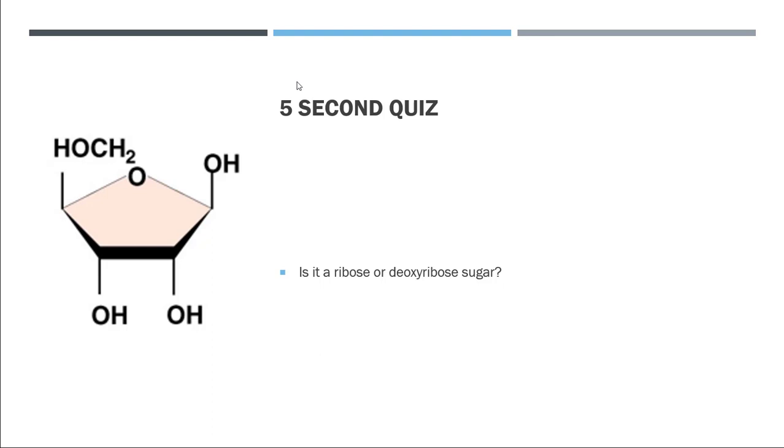5, 4, 3, 2, 1. This is a ribose sugar because we do have oxygen on carbon number 2. Okay, next.